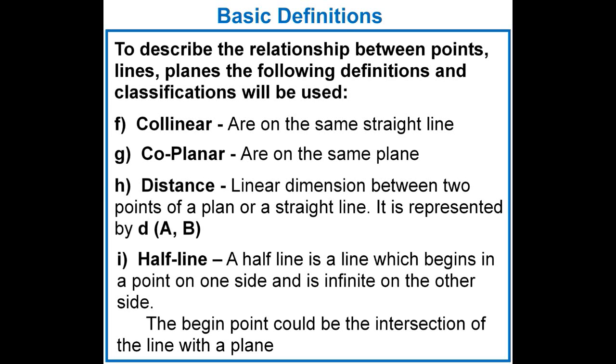This third slide in this first lesson describes some relationships between points, lines, and planes. These basic relationships are presented only by a description. Thus, the definition of collinear states that the points are collinear when these points are in the same straight line. The definition of coplanar states that lines or points are coplanar when these elements are in the same plane.